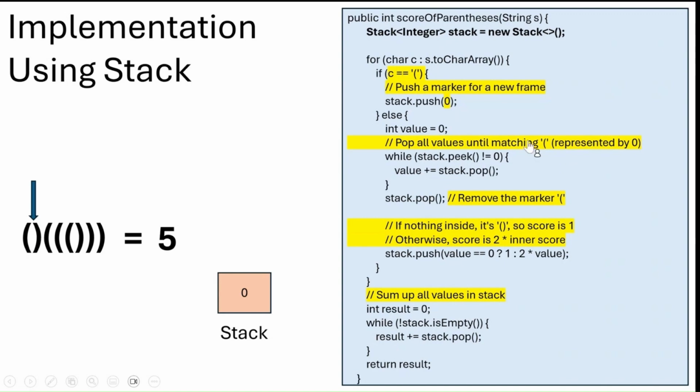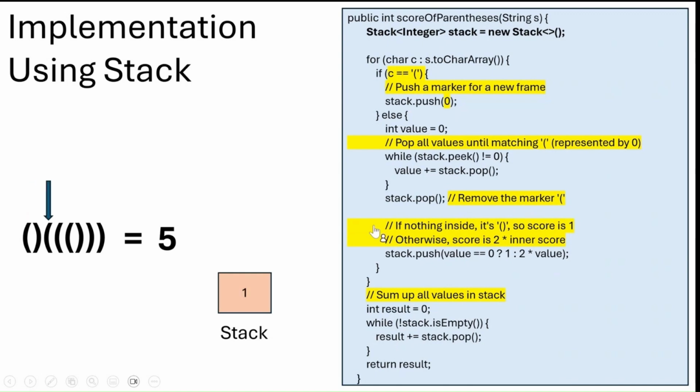Now stack.peek is 0. So it will not go into this while condition because the previous character itself is an open bracket. So it means we got the empty parenthesis, and value is 0. Value 0 means we are seeing the empty parenthesis. There is nothing inside, so value is 0. So push 1: remove 0, stack.pop, which is the open bracket, and push the 1.